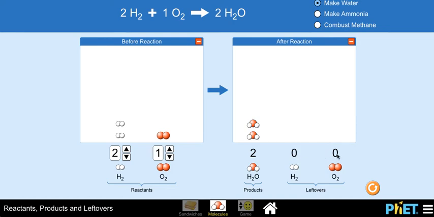So once again, the idea is when you are balancing an equation, or when you have 2 different reactants, you want to react them in the right ratios, the right quantities, to not have any leftovers and to make as much of your product as possible.